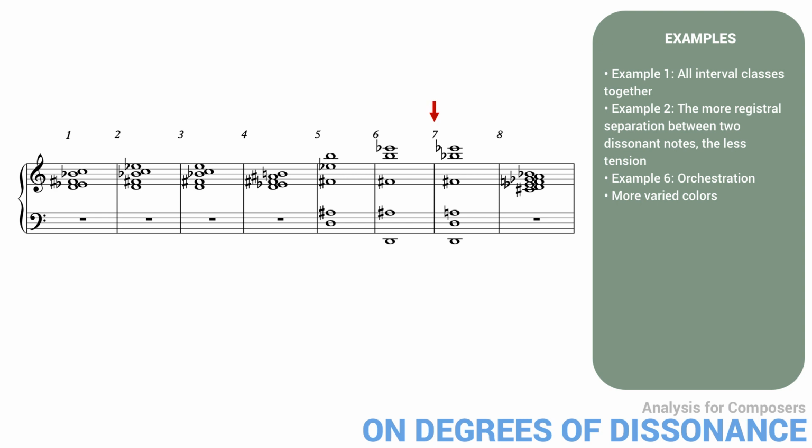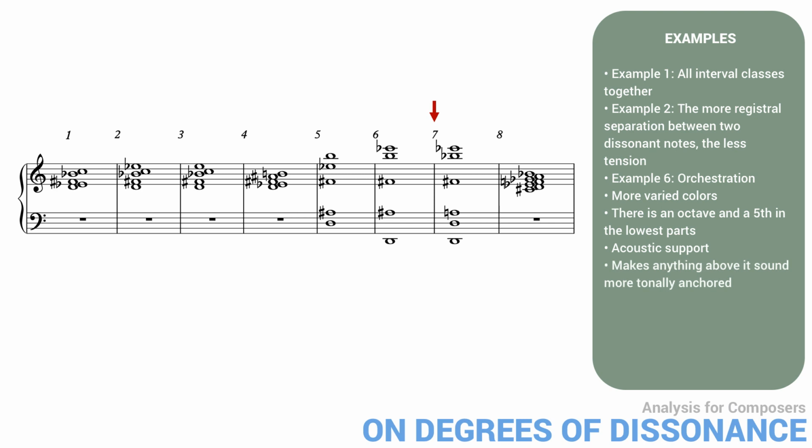Now listen to example 7. This is a similar chord, but the A-sharp-B dissonance has become A to B flat. But the important difference here is now there's an octave and a fifth in the lower parts. This creates a kind of acoustic support, and it tends to make just about anything above it sound more tonally anchored. These are important principles governing the way dissonances are perceived. A composer can use these distinctions to create variety in the musical texture, or breathing as I like to call it. Finally, listen to example 8.